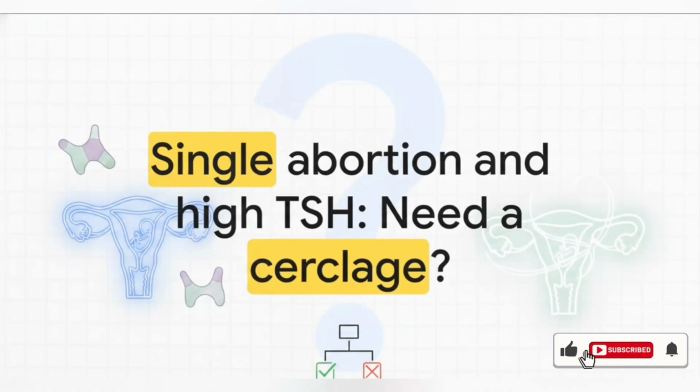All right, let's end with a clinical bouncer to test your understanding. If a patient presents with a single missed abortion and a TSH of 6.5, does she need a cervical cerclage in her next pregnancy? Think about the definitions, the causes, and those strict cerclage criteria we just discussed. Apply the logic. I'll leave you to figure that one out.